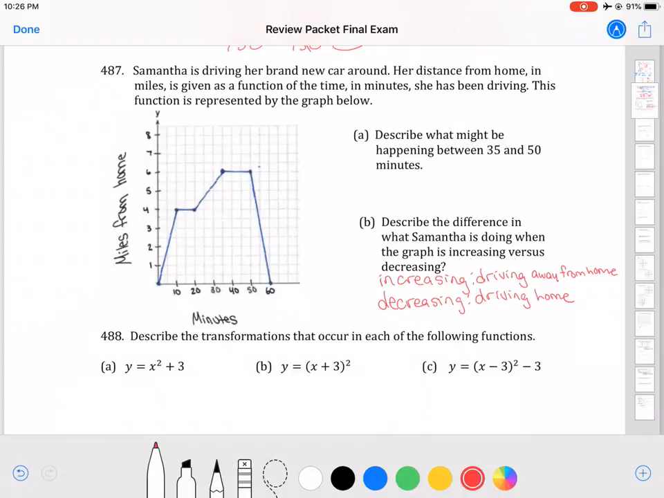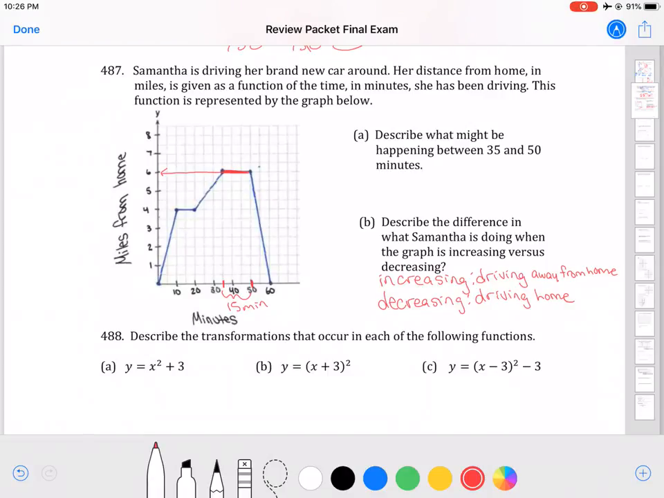Now going back up to part A, it says describe what might be happening between 35 and 50 minutes. So 35 is halfway between 30 and 40 here, and 50 minutes. So I'm looking in this span right here. If I go up to where the graph actually is, it's a flat line. So again, know your axes. That does not mean she's driving on flat land. If you look, 15 minutes is going by between the 35 and 50 minute mark. But over here, she's staying at 6 miles from home that whole 15 minutes.